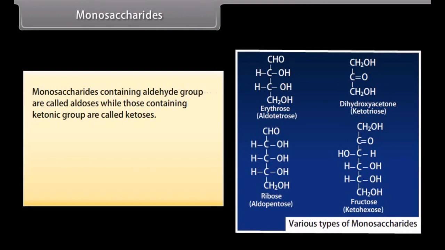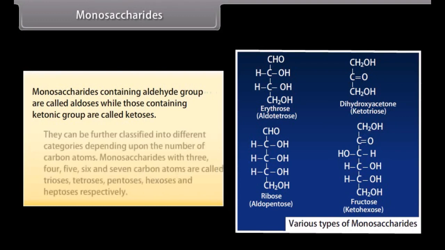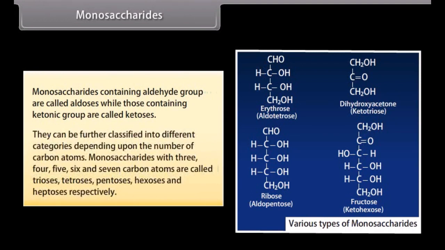Monosaccharides. Monosaccharides containing an aldehyde group are called aldoses, while those containing a ketonic group are called ketoses. They can be further classified into different categories depending upon the number of carbon atoms. Monosaccharides with 3, 4, 5, 6 and 7 carbon atoms are called trioses, tetroses, pentoses, hexoses, and heptoses respectively.